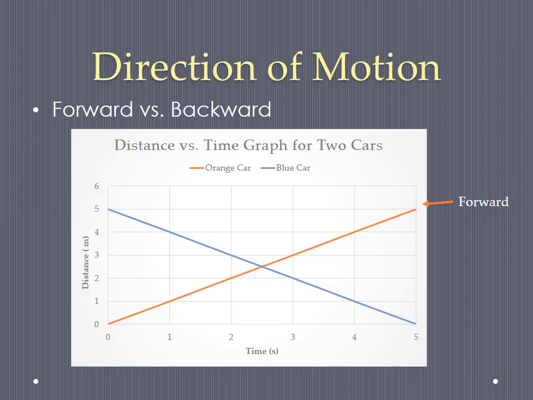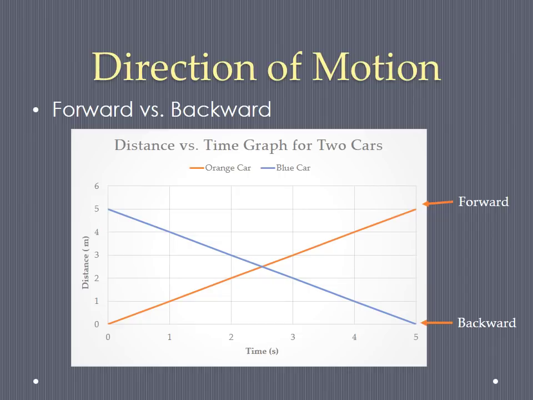Now, let's look at the blue car. This line has a negative slope, which means that the y is always decreasing when the x is increasing. A negative slope on a distance time graph indicates negative velocity, which means that the object is moving backwards, just like the blue car in this graph.